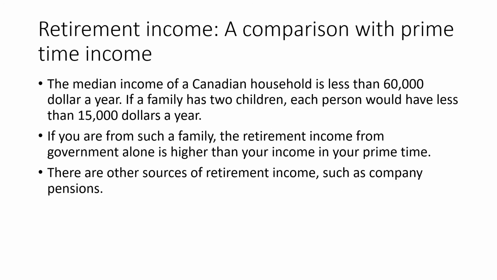Retirement income, a comparison with prime time income. The median income of a Canadian household is less than $60,000 a year. If a family has 2 children, each person would have less than $15,000 a year. If you are from such a family, the retirement income from government alone is higher than your income in your prime time. There are other sources of retirement income, such as company pensions.